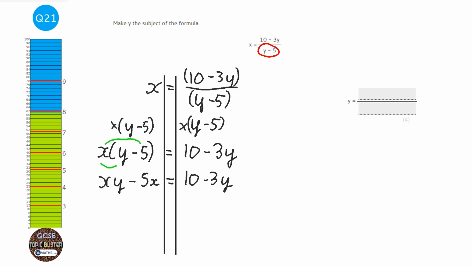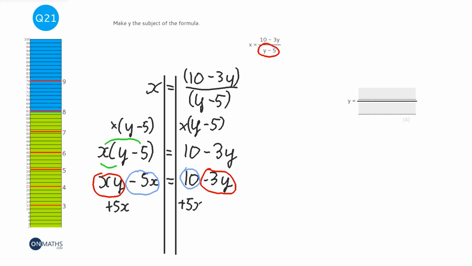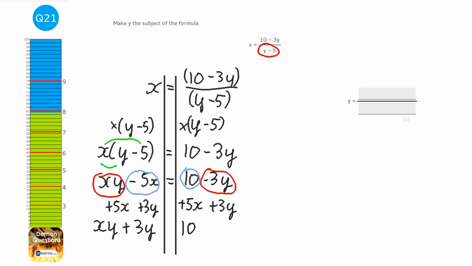So what I want to do is try and get all of the y terms to the left hand side and all of the other terms, so the x terms, the number terms, or whatever, on the right hand side. So I'm going to add 5x to both sides, but I'm also going to add 3y to both sides as well. So I'm doing 2 in 1 here. So it's xy plus 3y. And on the right hand side we've got that 10 that hasn't moved plus 5x.